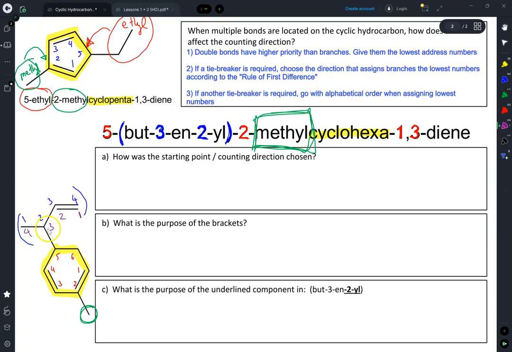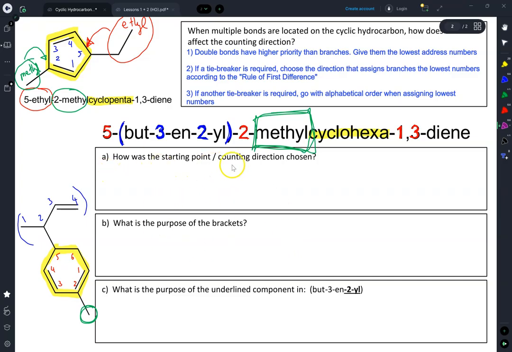Since the attachment site to the parent chain must get the lowest number, I'm not allowed to count right to left, otherwise it'd be a 1, 2, 3-yl, and this would be a 3-yl attachment site to the parent chain. But of course, 1, 2-yl is much lower than 3-yl, so we have to count left to right instead, and the purple numbering system is incorrect. And that's how we chose the counting direction within the branch itself. Make sure that the attachment site to the parent chain gets the lowest possible number, no matter what else is bonded inside here.